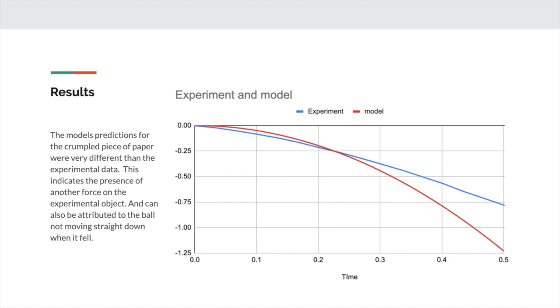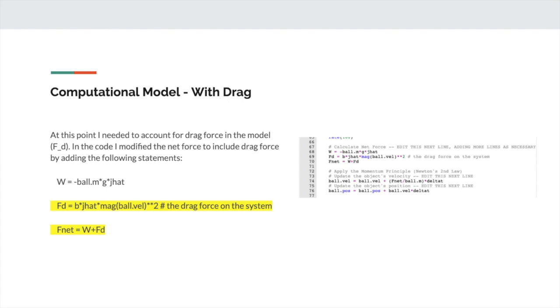So then I graphed both sets of data onto a line graph to see where they were at this stage. As you can see, the experimental data did not travel as far down in the y direction as the model predicted data had suggested, and this indicates that there is another force acting on the experimental model.